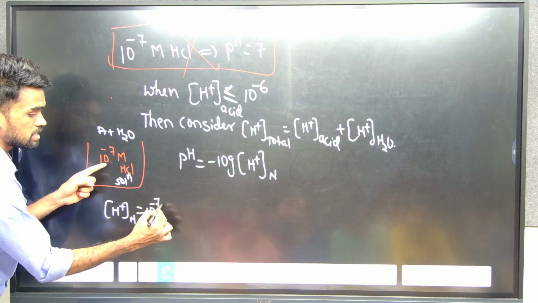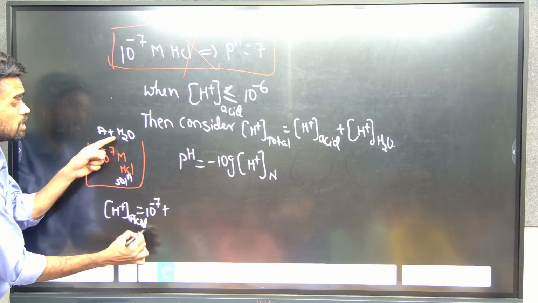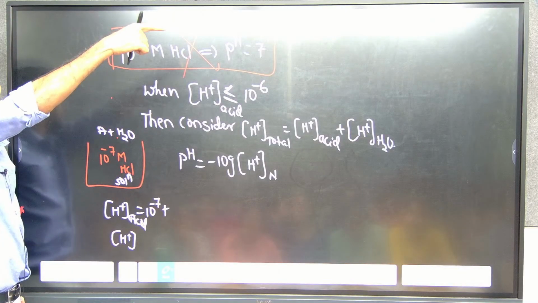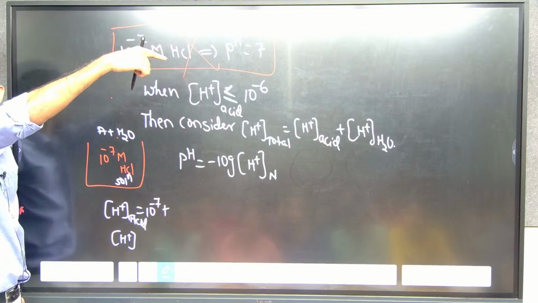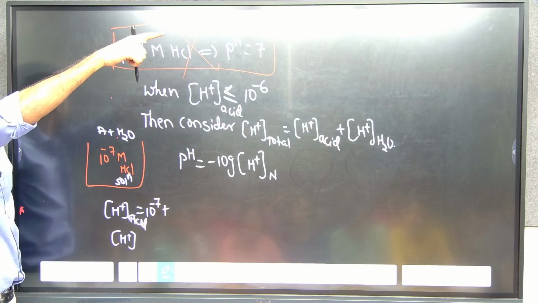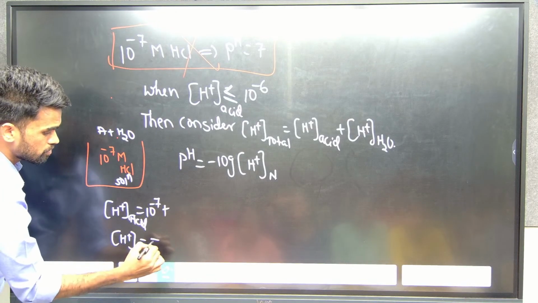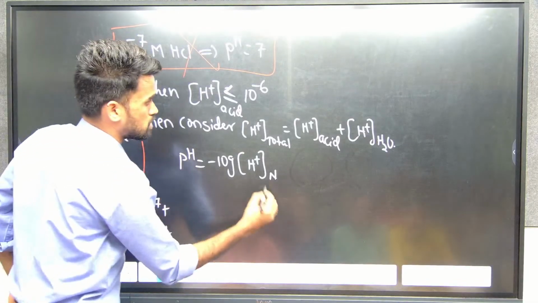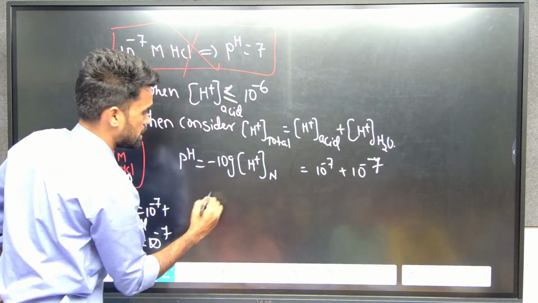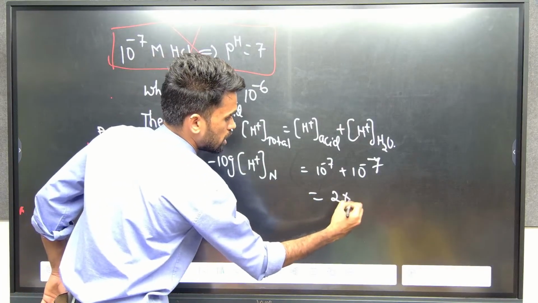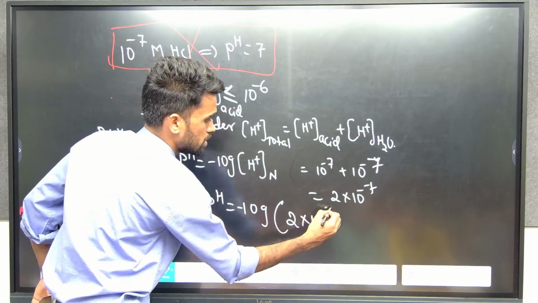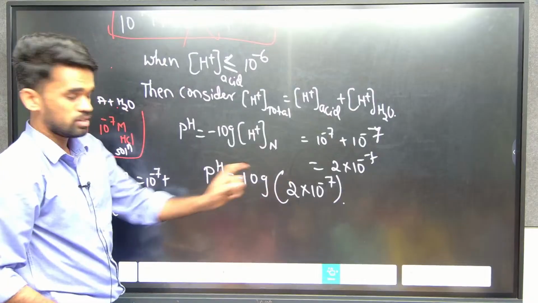10 power minus 7. Now what else am I giving you? When it is water, is H plus ion coming from water also? What is the value from water? The ionic product of water, what did we take then? At 25 degrees Celsius, 10 power minus 7, 10 power minus 7. So what is the total H plus ion I should take? 10 power minus 7 plus 10 power minus 7. So pH equals minus log of 2 into 10 power minus 7. Do you understand what we are doing here?